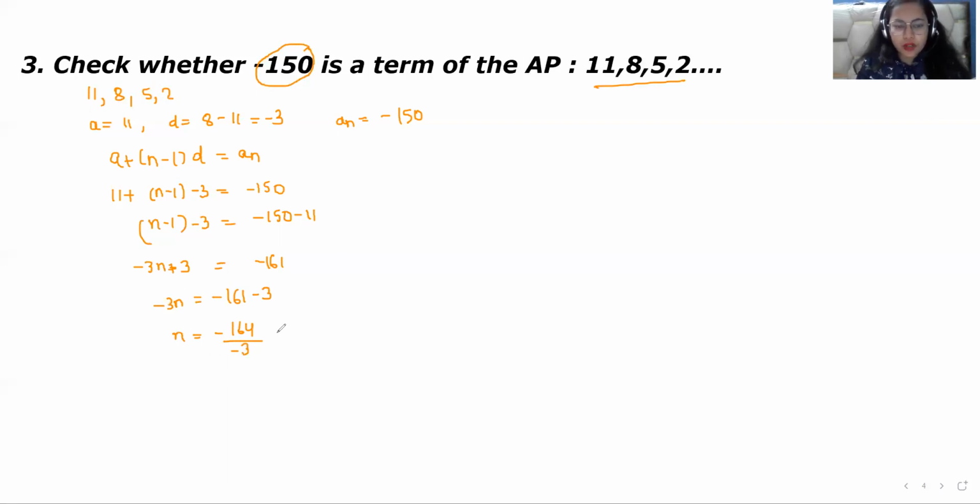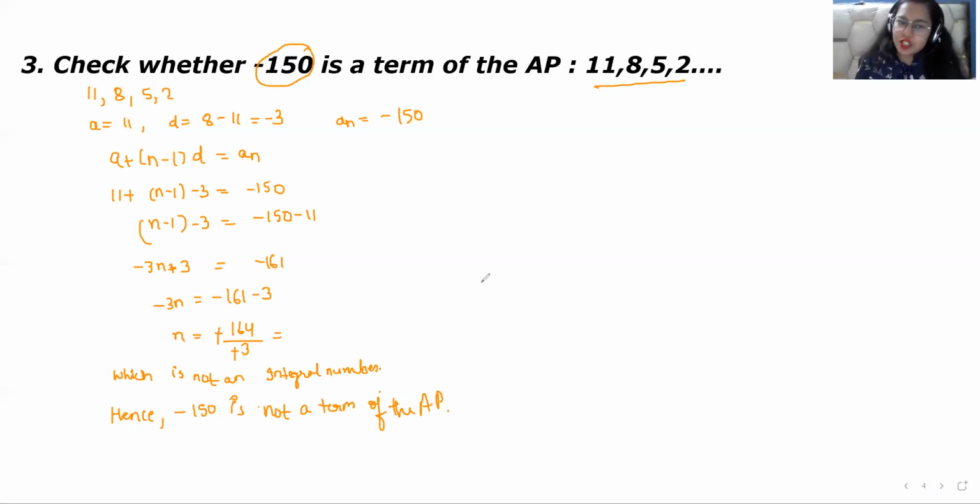So when we solved it, we get the number in fraction, and our number of terms can't be a fraction. So it is not an integral value, right? If it's a fraction, it is not an integral value. So if it is not an integer, that means minus 150 does not exist in this AP. Hence, minus 150 is not a term of the AP. That's how you can check any term.